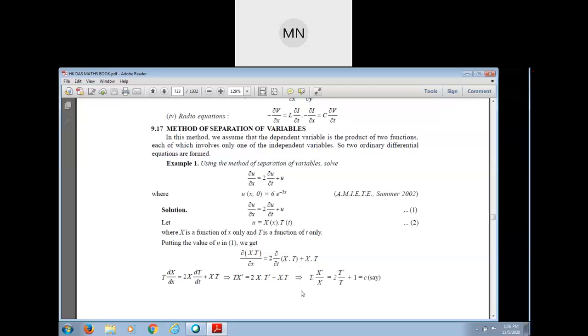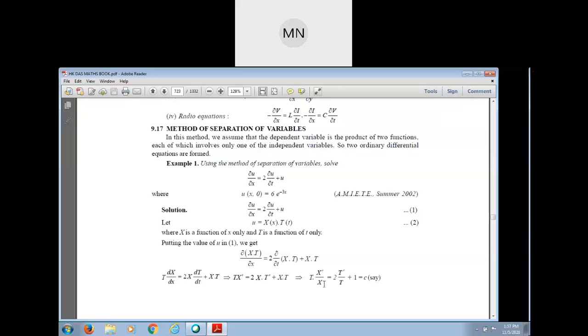I say that just separate this one, and on the right hand side, first take common x, then x comes outside, and the remaining term will be what? T dash plus t. So in the next step, we can separate x and t. After that, finally we get x dash by x. T is not here. X dash by x equals twice t dash by t plus 1.